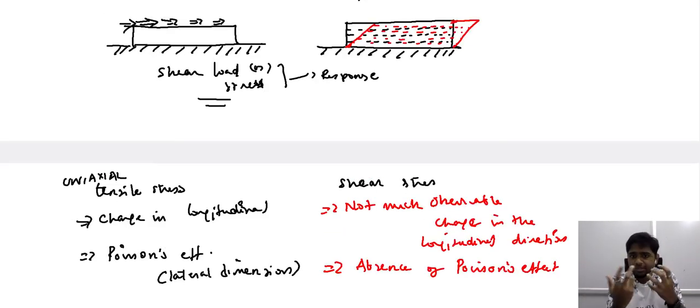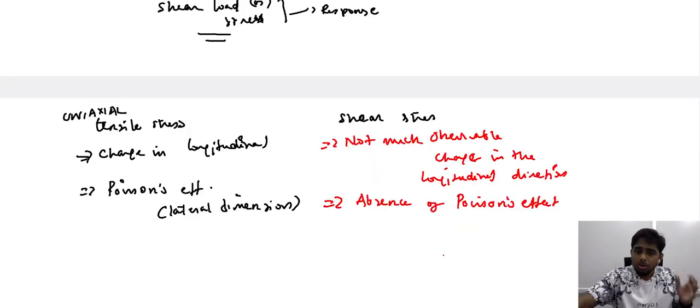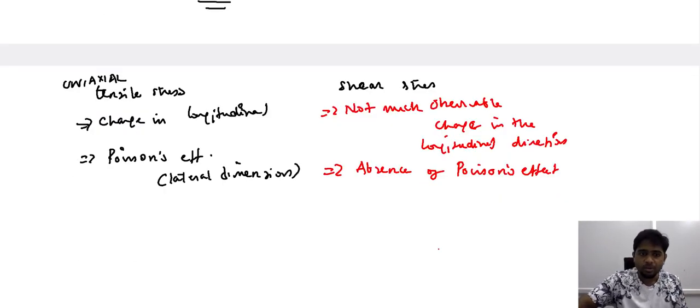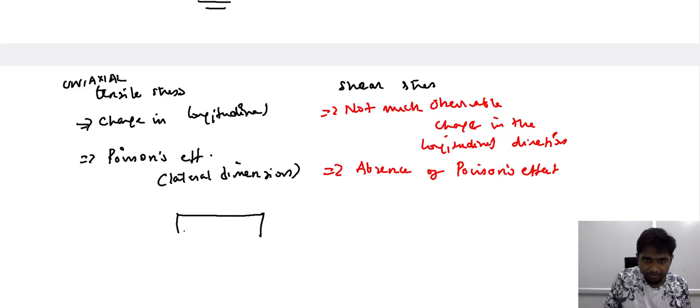So these are two characteristic features that we have identified for the response under shear loading when we compare it with the conventional uniaxial tensile loading: no observable change in the longitudinal dimension, and absolutely no change in the lateral direction, no Poisson's effect. In case of uniaxial tensile loading, this is your initial sample, and after uniaxial tensile loading, the sample has changed its dimension to this.